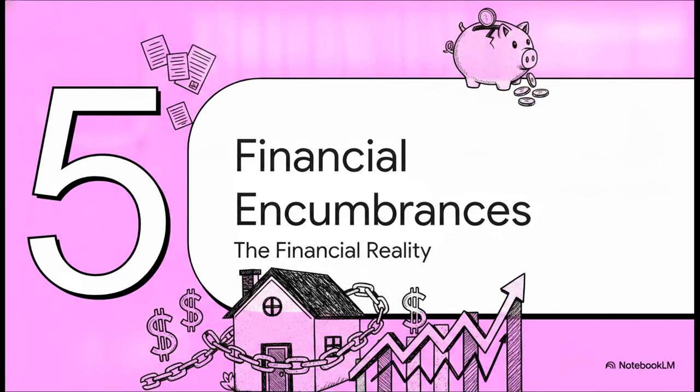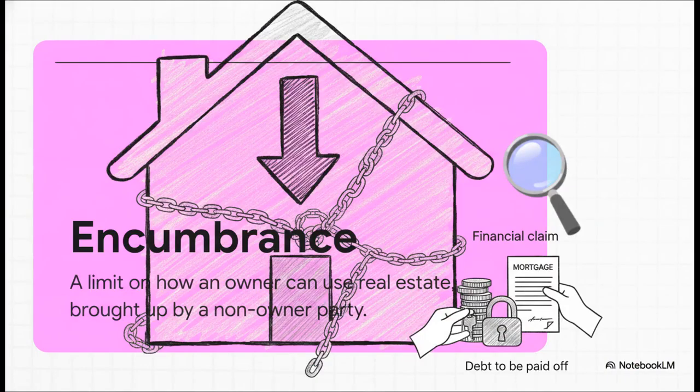All right, Section 5, Mortgages and Financial Encumbrances. Time for the financial reality. We have to talk about the financial side of things because borrowed money directly dictates property rights. Anytime another party has a financial claim on your property, it creates an encumbrance. Simply put, an encumbrance is a limit on how an owner can use real estate brought up by a non-owner. And mortgages are obviously the most common type. They restrict what you can do with the property because the lender has a legal interest in your land. Basically, they hold a hidden string on your property until that debt is completely paid off.